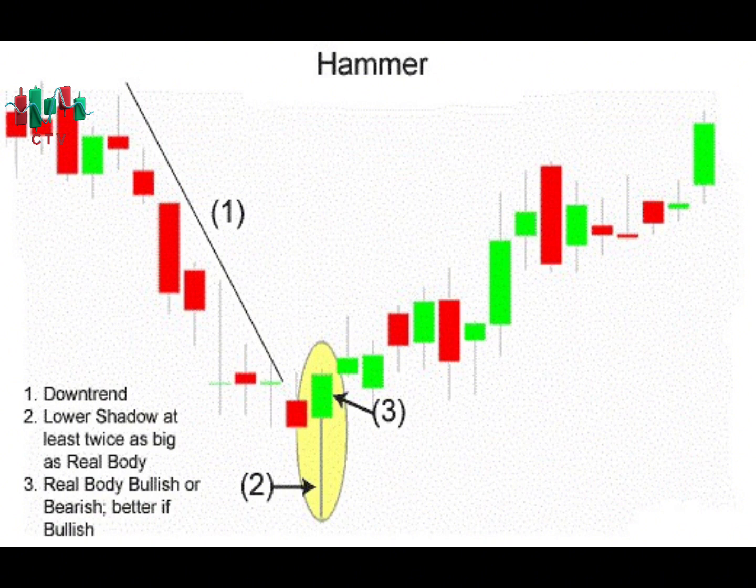Pattern philosophy. To fully understand the hammer candlestick pattern, we need to delve into the market philosophy behind it. Number one, prior downtrend. Before the hammer appears, there is a prevailing downtrend. This means that the bears have been in control and the sentiment is pessimistic.